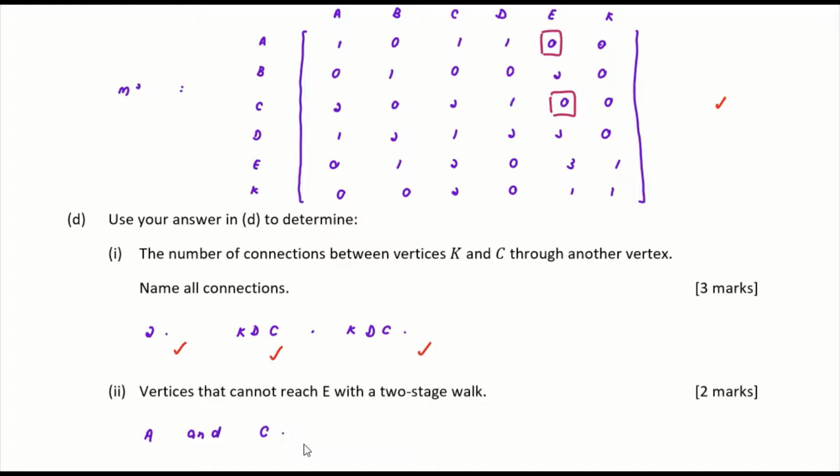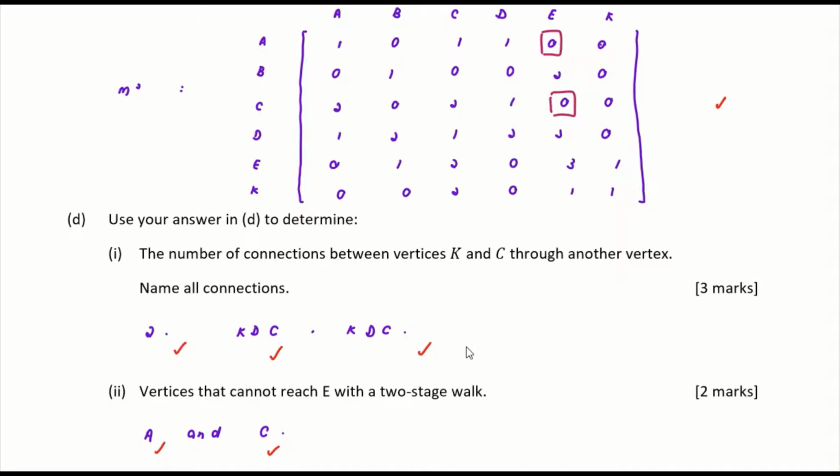Alright, it's different if the question asks what are the vertices that you cannot travel from E with a two-stage walk. Then you will be looking at this part, because this part will tell you what are the vertices that you cannot reach from E with a two-stage walk. Then your answer will become A and D. So that's totally different, because in this case there's direction involved. If you are not able to travel from A to E, it doesn't mean that you cannot travel from E to A. Okay, so in this case, each of the vertices will get you 1 mark. Alright, so that's question 2.